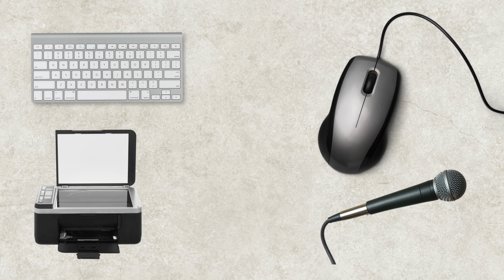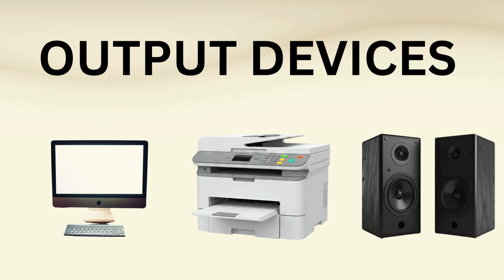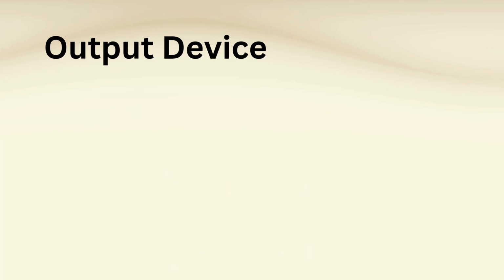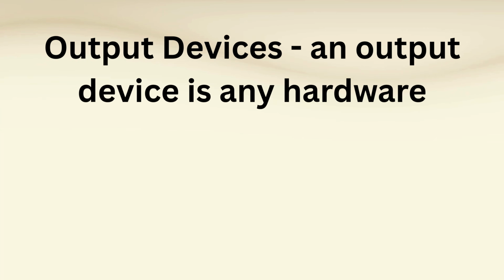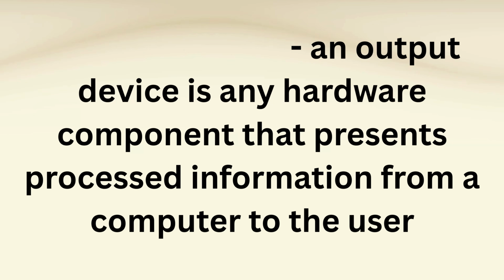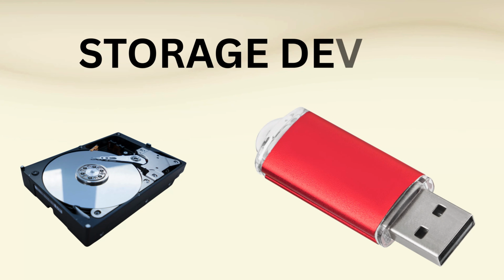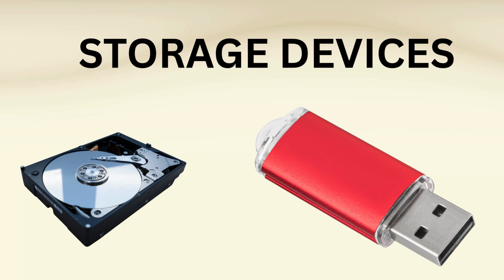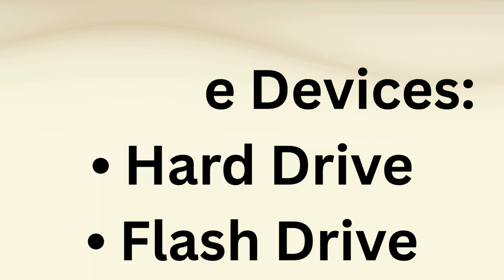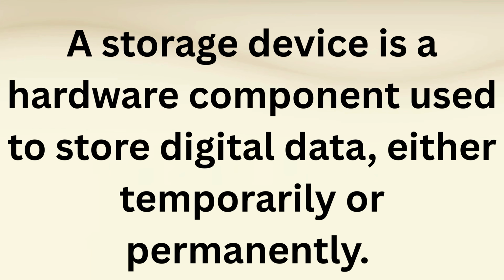And then let's talk about the output devices. The output devices are the monitor, printer, and speakers. What does that mean? It means they help you bring out information. Input takes in, output does what? It releases or brings out information. Now, the next one is the storage devices, which are the hard drive or the flash drive as seen on the screen. Those help you store information on your computer.